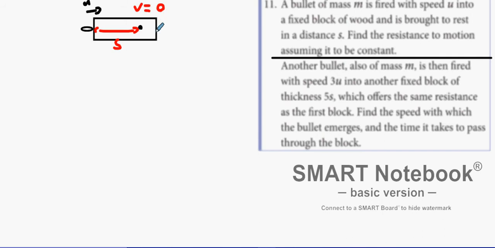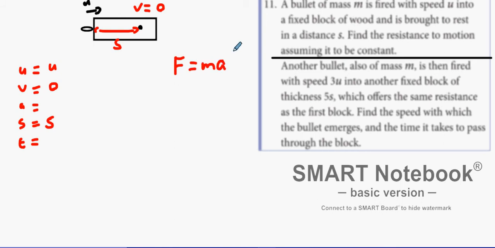Okay, so what we can do here is have a look at the UVAST. U starts off with u, v is 0, a we don't know. We know that it takes a distance s to bring it to rest, and t we don't know anything about. Now what we do know is force equals mass times acceleration. In this case, there's only going to be one force in question, the resistance of the wood on the bullet. So the resistance is a force that slows it down.